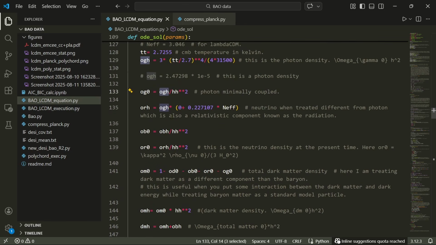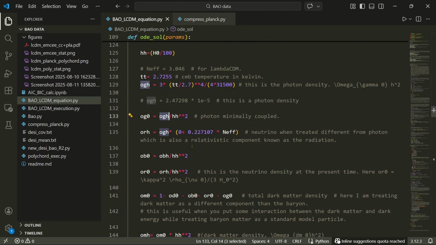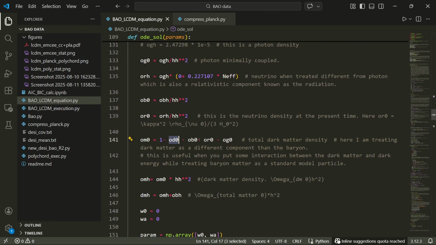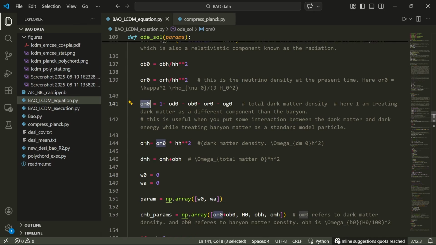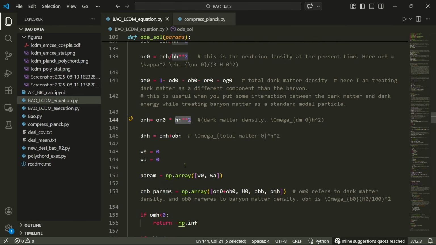Now, you see that I am not calculating the dark matter density because I am using the Friedmann equation. I know OD0, I know OB0, OR0, OG0. I am computing the dark matter density at present time. Now I have computed OM0, then I am computing OMH by multiplying by HH squared. Now I want to compute what is the total matter. Matter means the dark matter plus dark energy times h square. Now this is important because this is important for our Planck data. So I have defined it as DMH.